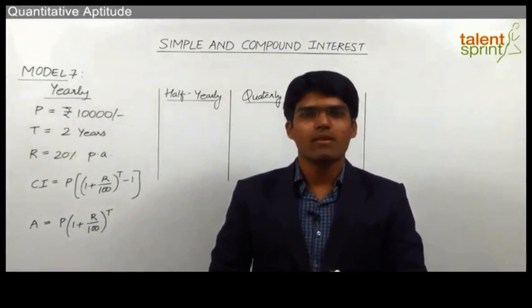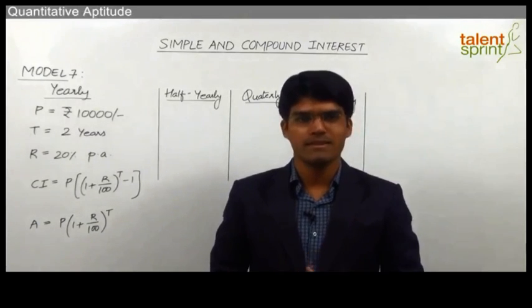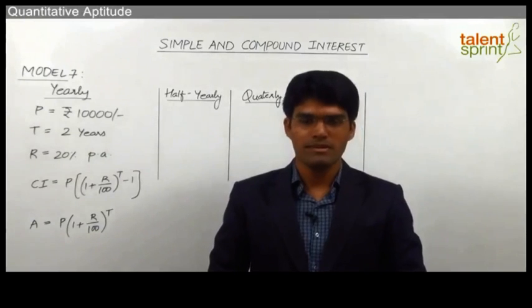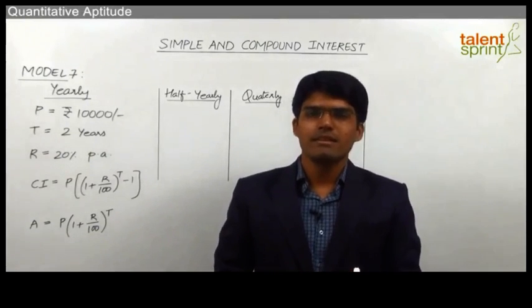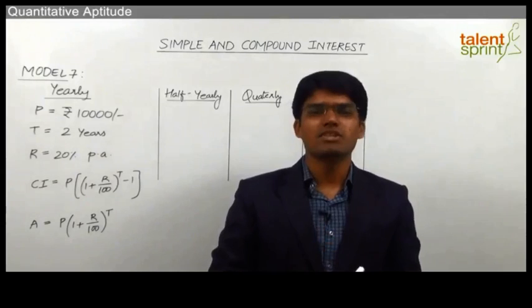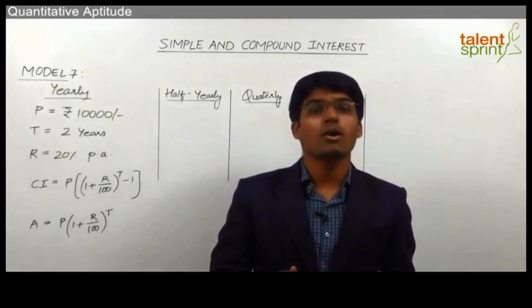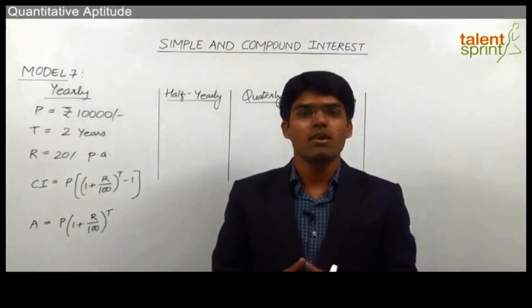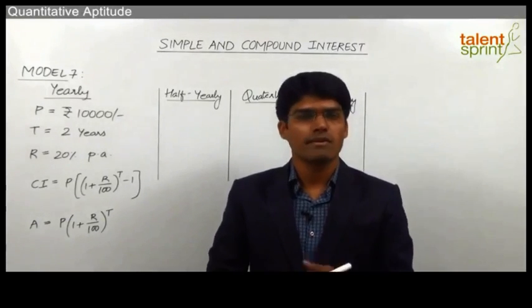So this is the basic concept that we have learned in the beginning of the session, how the principal changes in case of compound interest. Now, in general, the principal changes at the end of each year. Why? Because compounding is done on a yearly basis. But in some special cases, the compounding is done on a half-yearly basis or quarterly basis.